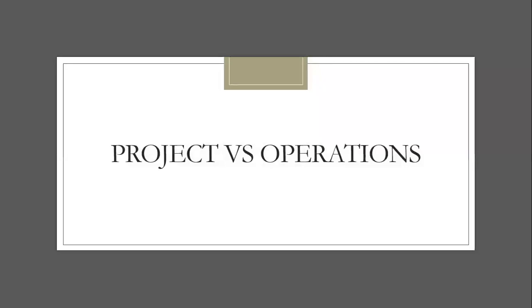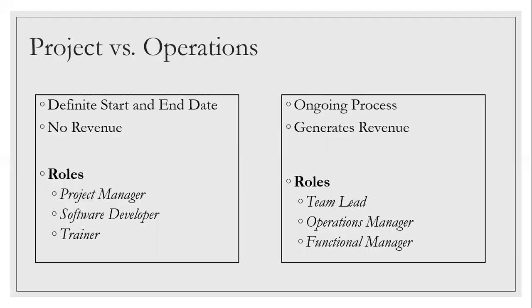Now, project versus operations. That's the place where you will find the thin line is there, and people will say that, yeah, this is kind of the project I'm doing. But if you look with the lens of a PM, you will find that may not be the project, but in reality, it's an operational work. So look at the difference between project and operations. A project will be having a definite start and end date, but operation will be an ongoing process.